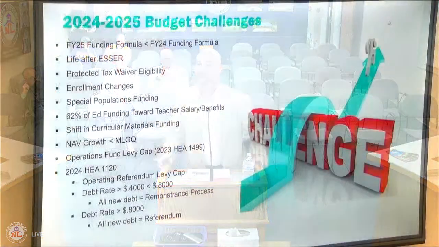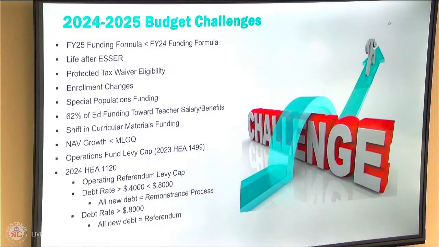Life after ESSER funds have dried up, or will be drying up at the back half of this year. If you spent it on one-time purchases, those dollars won't be available for future use. And if you had positions or programming that you did with that money, you have to decide whether you're going to bring those in-house or let those expire. Enrollment challenges we talked about. Special populations funding is another big one. As we're talking with schools across the state, there is additional growth in special ed. The ELL population has been growing across the state as well, and so there are the additional services needed to support those.